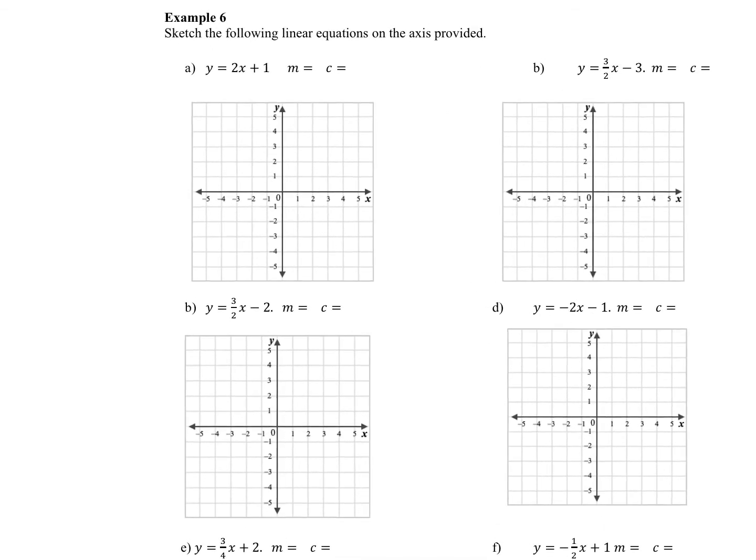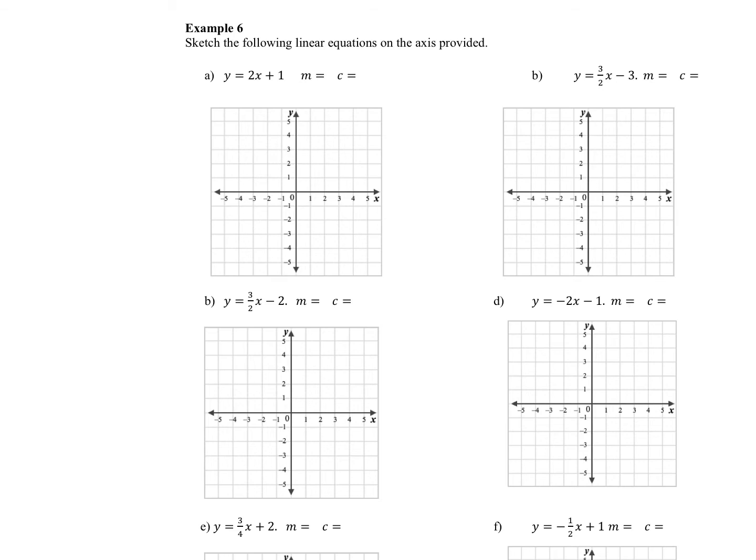So actually, there it is. I've got 2x plus 1. So it's close to the one that we've just done. First things first, identify the gradient, which is 2. I'm going to write it as a fraction. And the y-intercept is +1. So then I'm going to come onto my grid and go, okay, my y-intercept is at +1, which is here. And then I want to go 2 over 1, across and up. So I want to go 1 across and 2 up, which is at that point there.